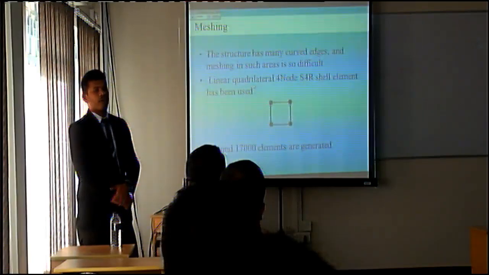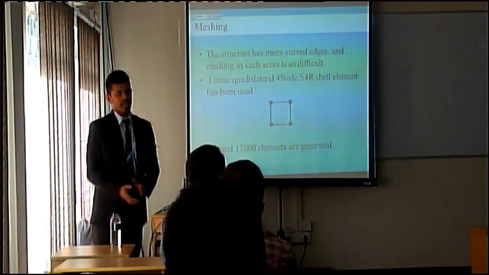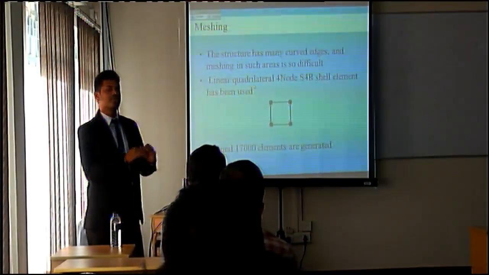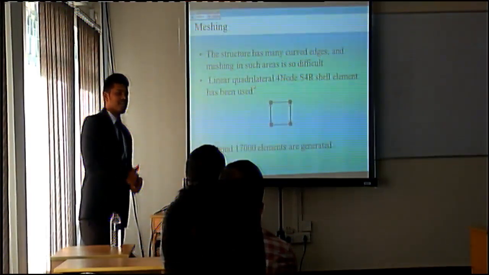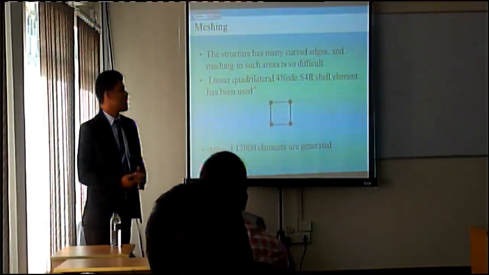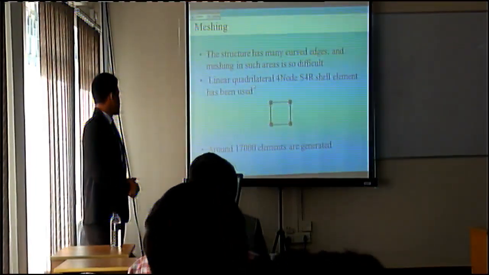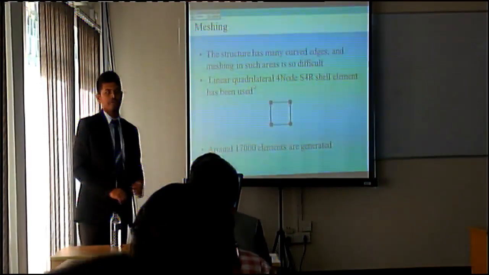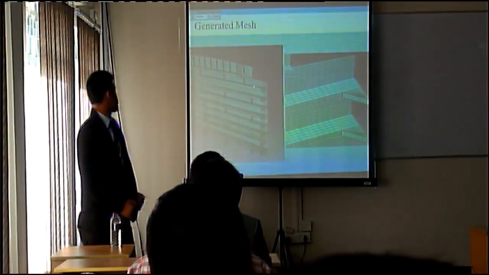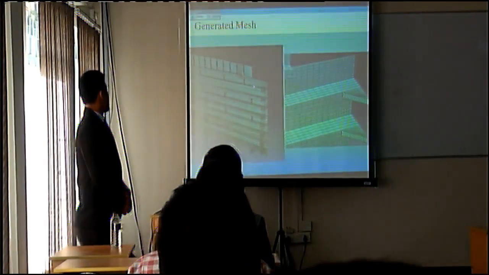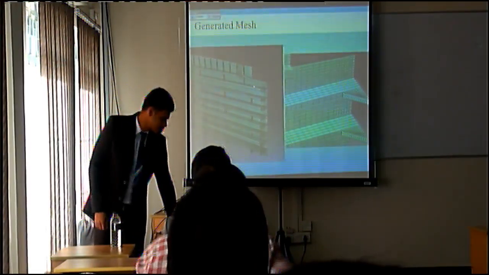Now meshing. For finite element analysis, we need to discretize the whole structure. And the bulkhead is a huge structure. It has many curved edges and sharp edges, so creating a mesh in such regions is hard. That's why we have created several regions and used linear quadrilateral four node shell elements for meshing. This figure shows the generated mesh over the bulkhead, and in our first analysis we have created around 70,000 elements.